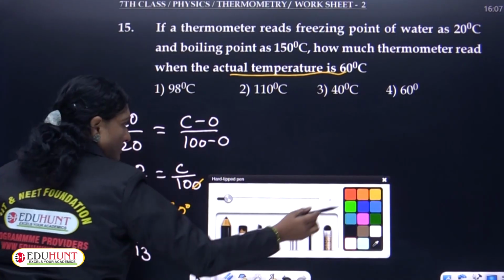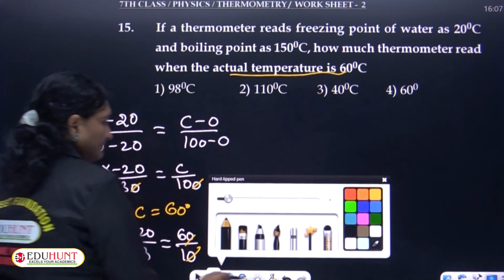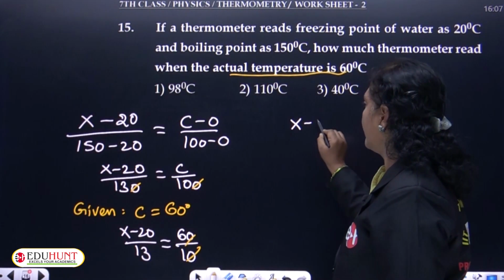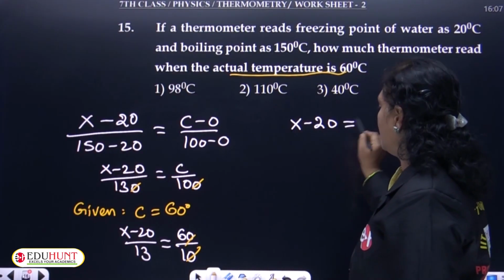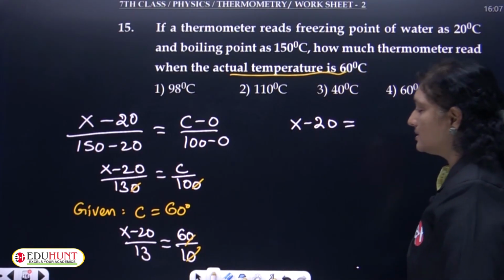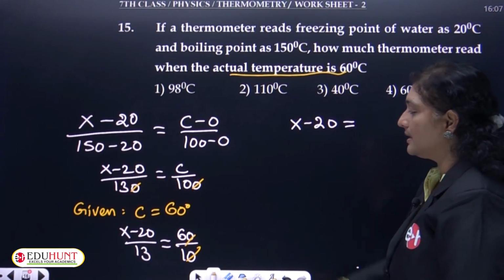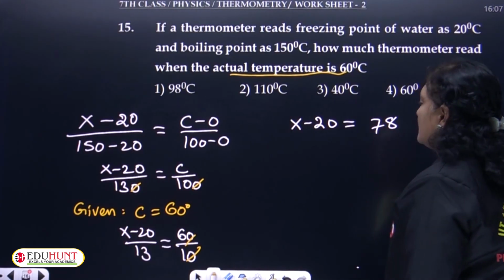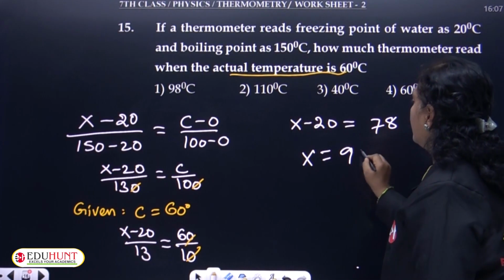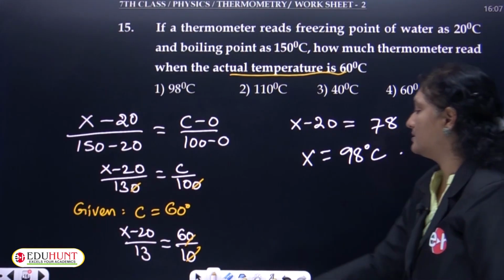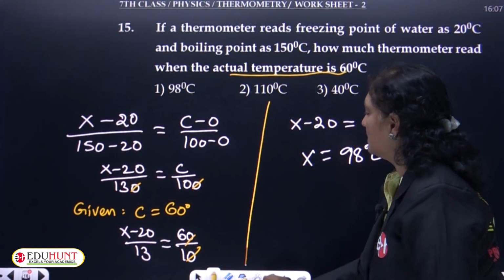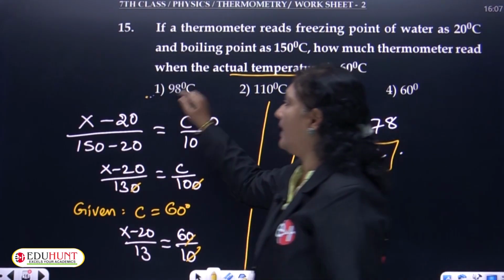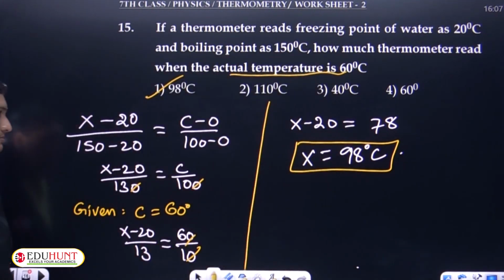So, cancelling, how much are you left with, children? X minus 20 must be equal to, bringing this 13 to the other side and multiplying with the leftover 6, 6 3s are 18 and 7, so 78. So X is found to be 98 degrees Celsius. So what must be the reading on the given thermometer, children? It must be 98 degrees Celsius.